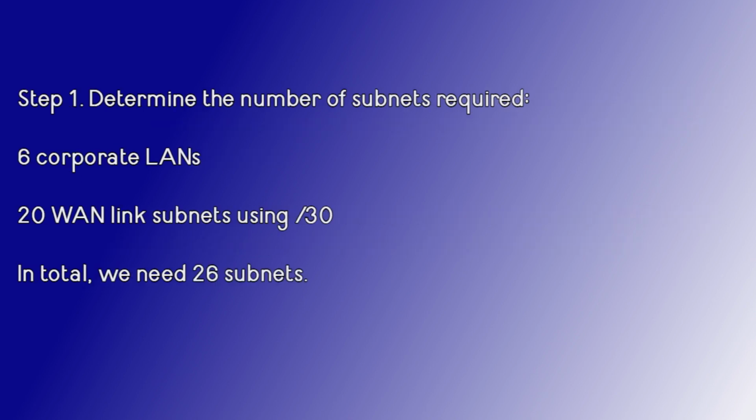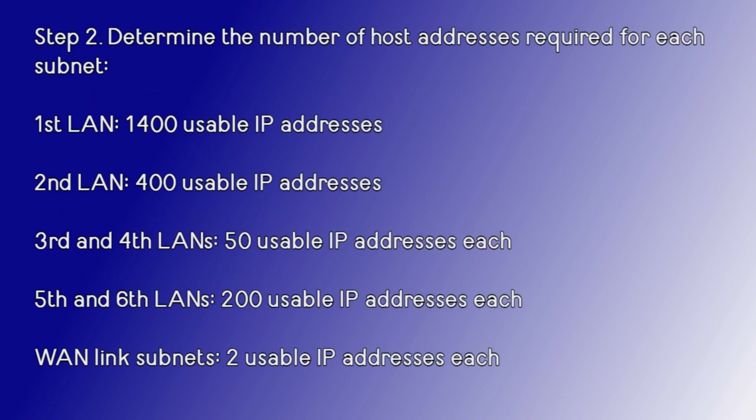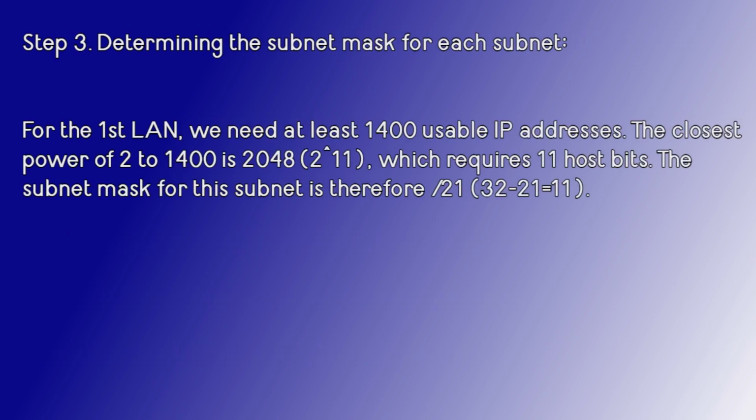Step 1. Determine the number of subnets required. 6 corporate LANs. 20 WAN link subnets using /30. In total, we need 26 subnets. Step 2. Determine the number of host addresses required for each subnet. Step 3. Determining the subnet mask for each subnet.